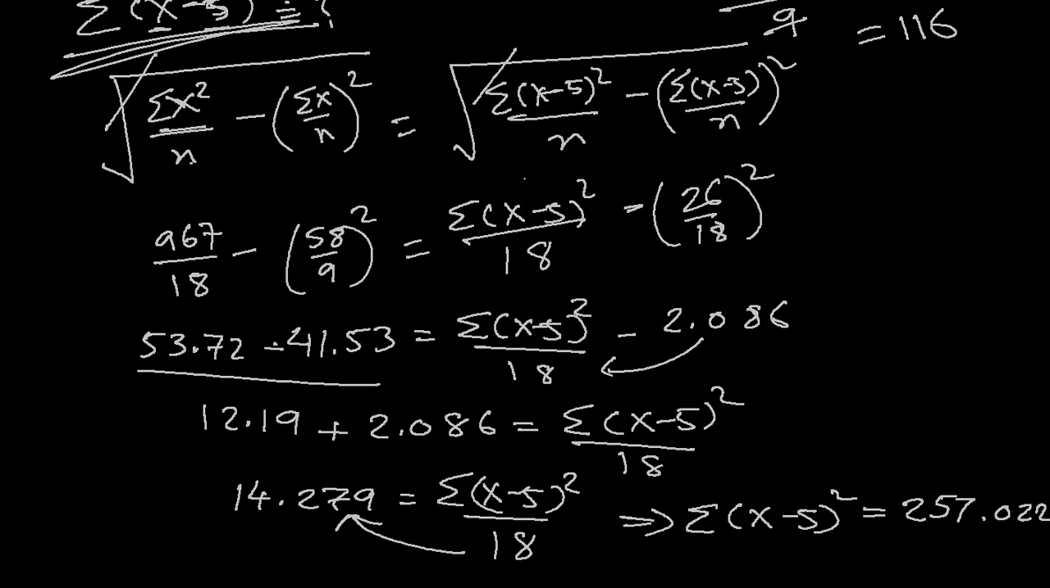$257.022. This is what I got, and if I round it off to 3 significant figures, 257 is sigma x minus 5 square.